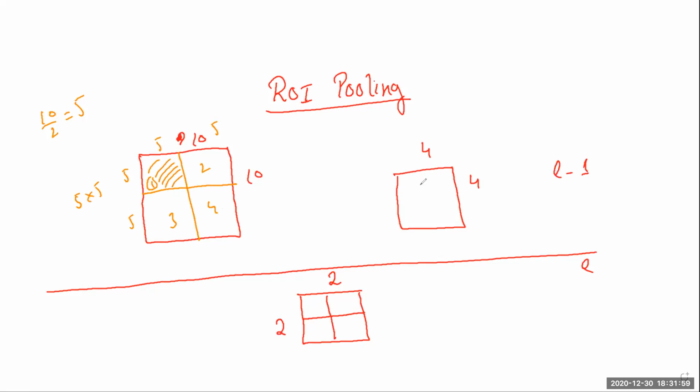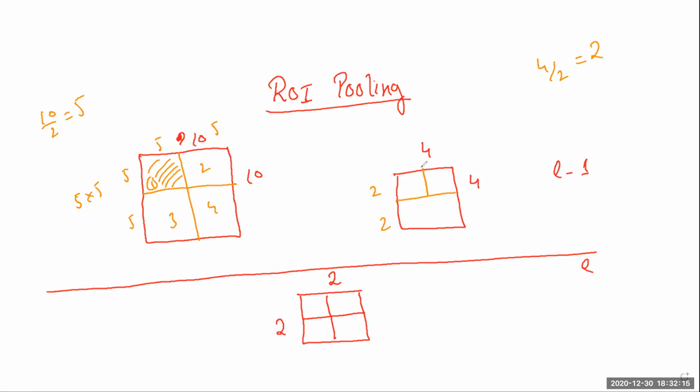Now let's do the same thing here, where the original matrix is 4 by 4, target is 2 by 2, so I get 2. So it means I have 4 rows, I divide them into 2 plus 2.